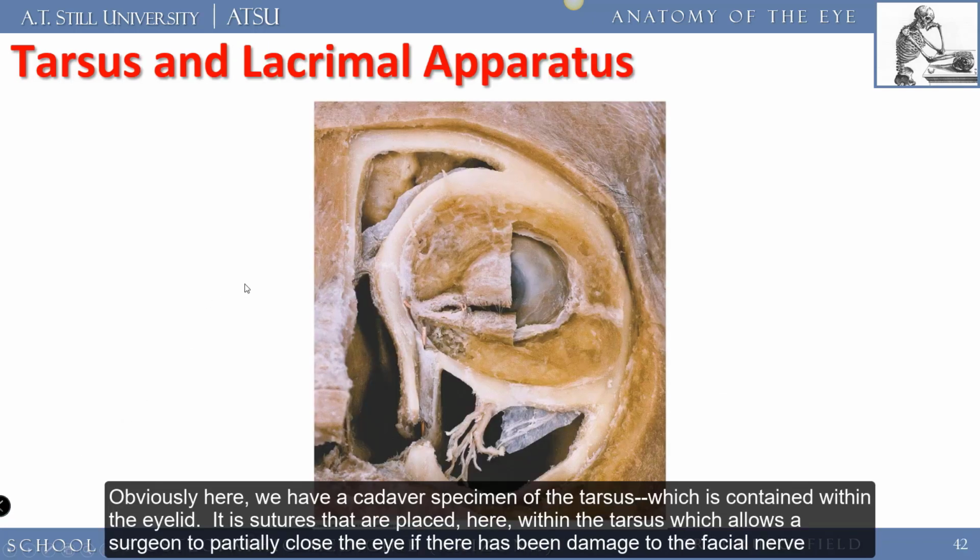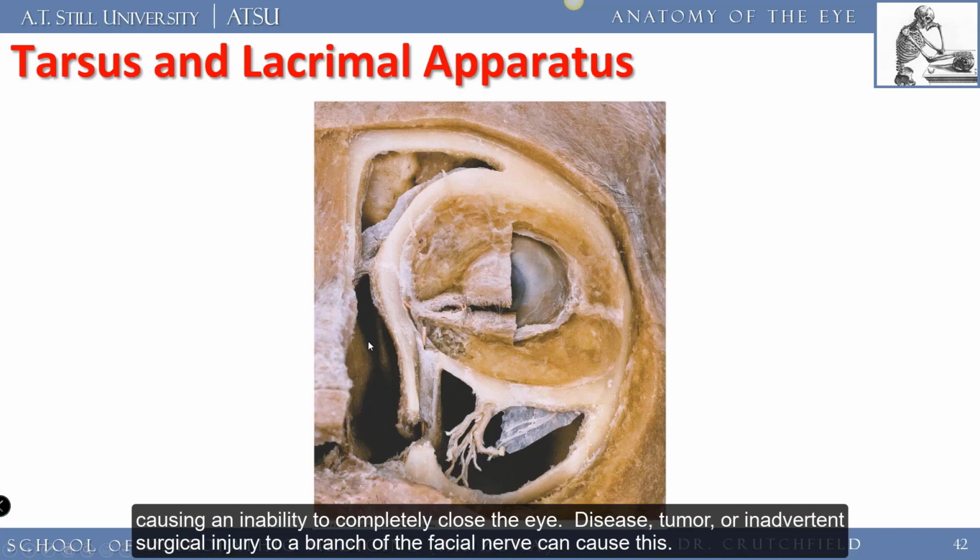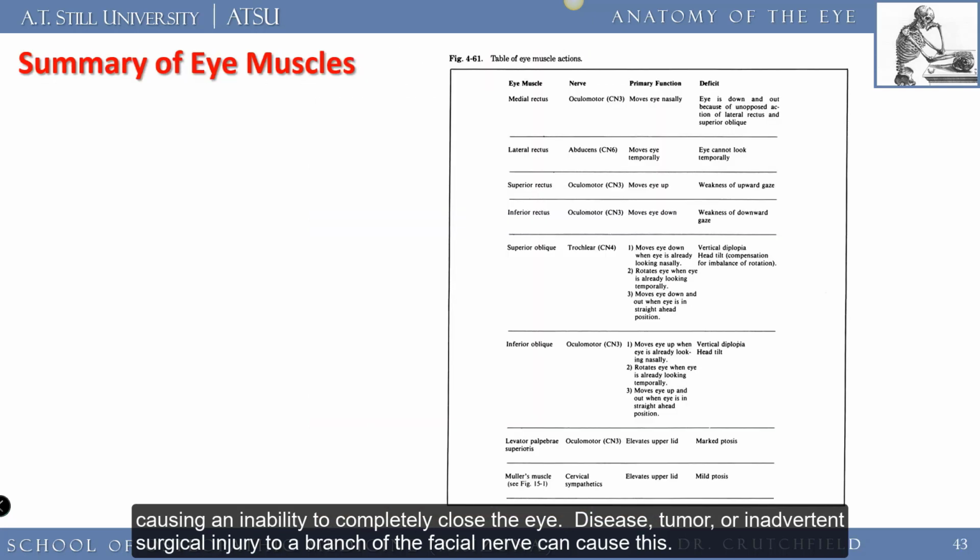Obviously, here we have a cadaver specimen of the tarsus, which is contained within the eyelid. It is sutures that are placed within this tarsus, which allows a surgeon to partially close the eye if there's been damage to the 7th nerve, to the facial nerve, causing an inability to completely close the eye. Disease, tumor, or inadvertent surgical injury to a branch of the facial nerve can cause this.